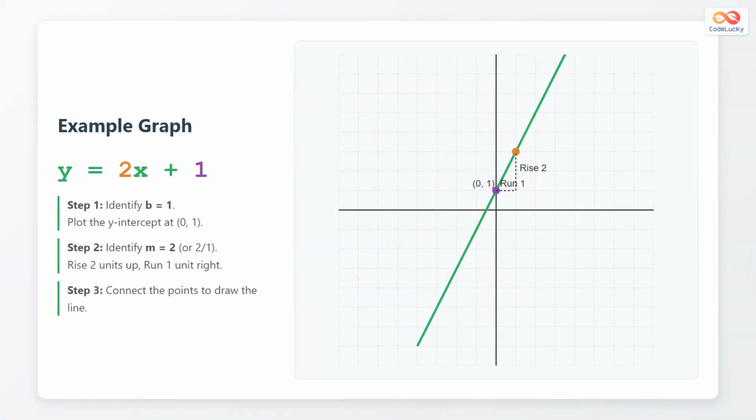Let's see it in action with the equation y = 2x + 1. First, we identify that b is 1, so we put a dot at 1 on the y-axis. Next, the slope is 2. That means we rise 2 units up and run 1 unit to the right to find our next point. Connect them, and you have your line.